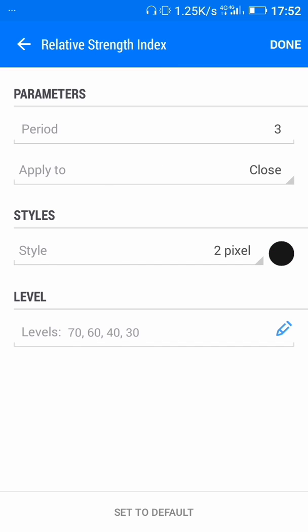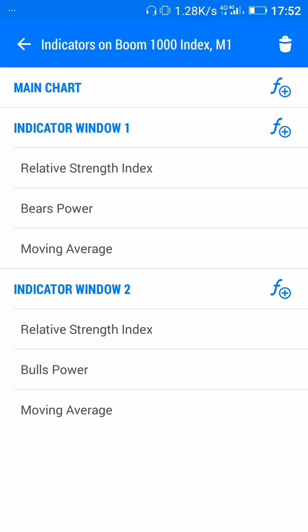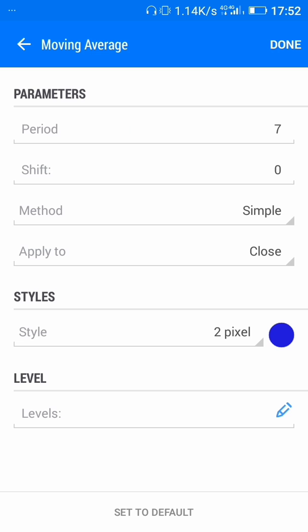Okay, now the second indicator we have there is the Bulls Power, and the period is 9, style is 4 pixels, color is gold. Then you click done, and the final indicator we have on the indicator window 2 is still the moving average. Okay, now the period is 7, shift is 0, method is simple, you apply to close, and the style is 2 pixels, color is blue. You can always refer to the settings and make sure you get it correctly. Okay, so that's all for the settings.